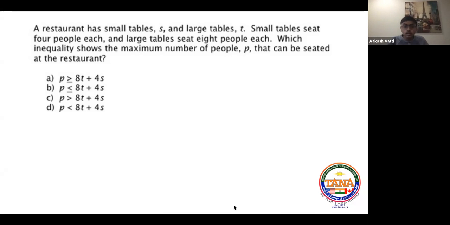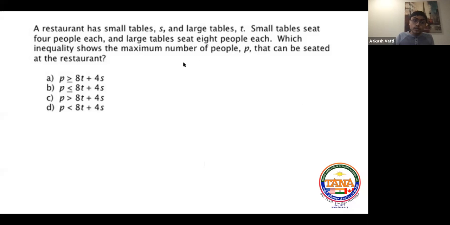All right. Guess I'll do this now. So first of all, what we do know is P is the maximum amount of people that the restaurant can hold. Okay, no, I said that wrong.